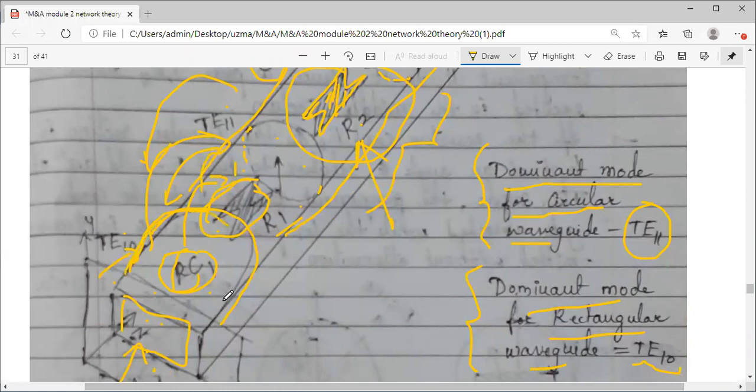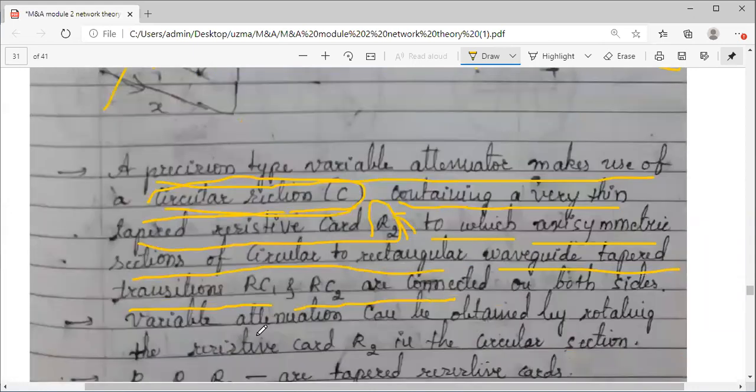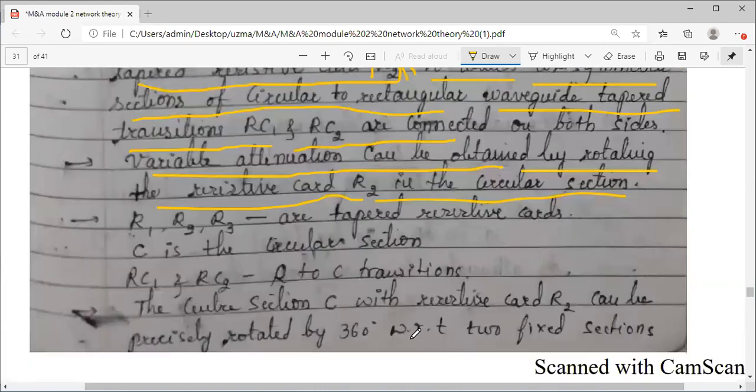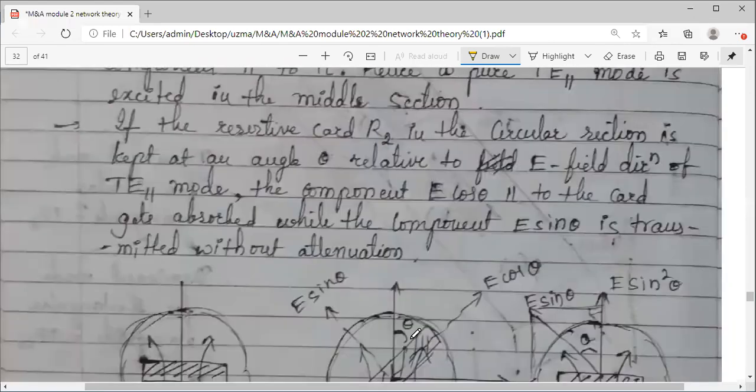You can imagine a flute, the mouth, how it looks like. Just some etched part will be there, something like this. ऐसा कुछ रहेगा बांसुरी में. ये जो tapered part है ना, after this a square comes, a rectangle comes. Variable attenuation can be achieved by rotating the resistive card R2 in the circular section. Let me just show you this. What is the meaning of that?